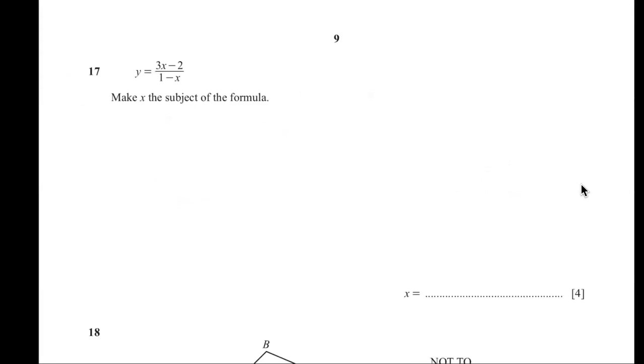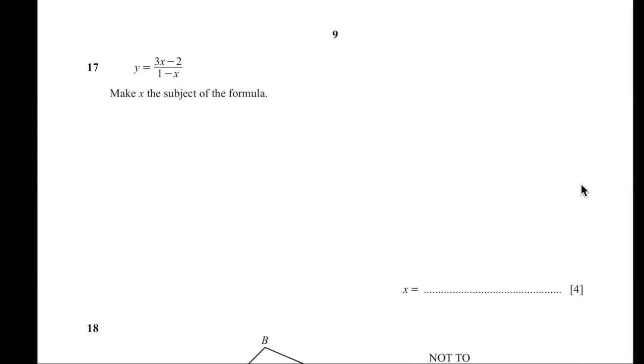All right. Next one here, you see, make x the subject of the formula. What we need to do is we just need to flatten it out first if you want to. So you get y(1 minus x) = 3x minus 2. So if you want, you can multiply it as well. You get y minus xy is equals to 3x minus 2.